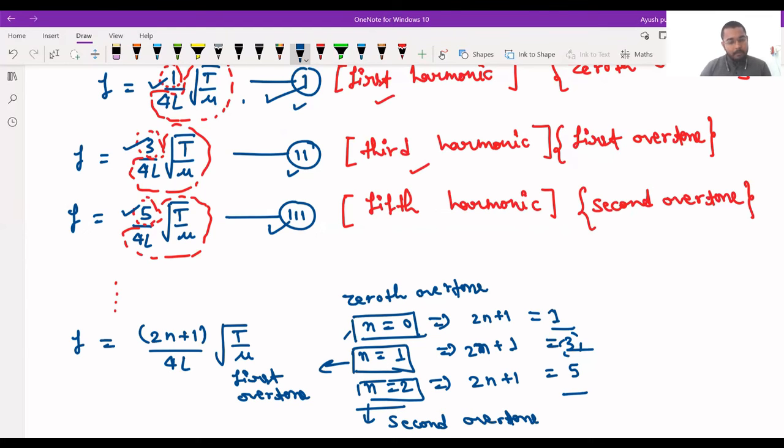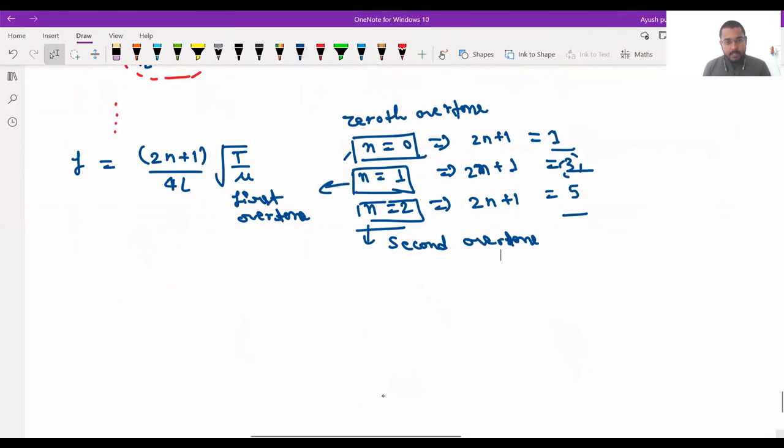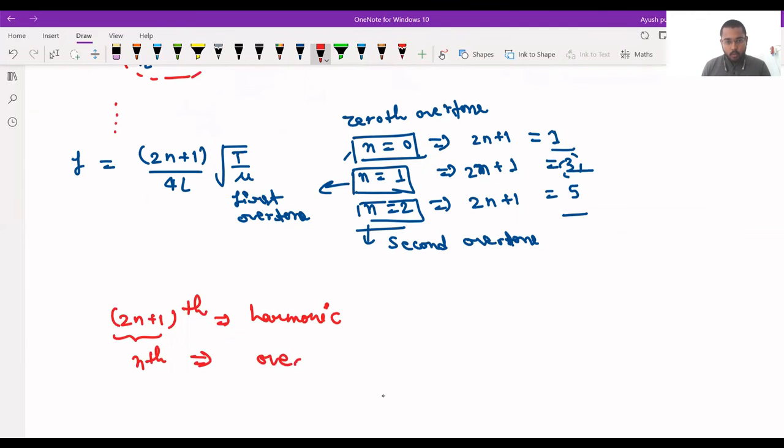So from this, we have observed a pattern: the number 2n plus 1, I am writing it in a different color, defines the harmonic. Whatever the number 2n plus 1 may be, it will be that harmonic. If 2n plus 1 is 1, it will be the first harmonic. If it is 3, it will be the third harmonic. If it is 7, it is the seventh harmonic. And obviously, 2n plus 1 will give only odd values, it will never give you even values. And n gives the overtone.